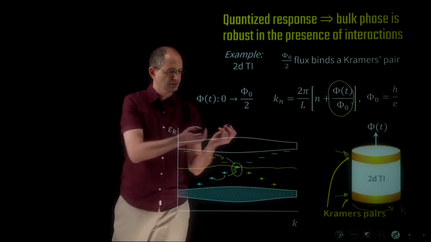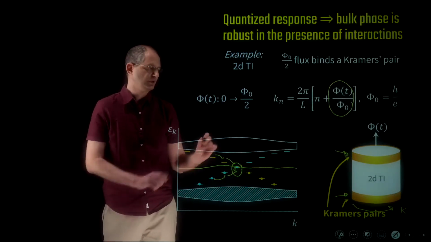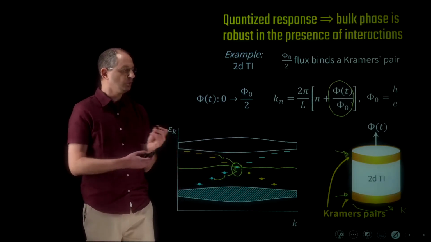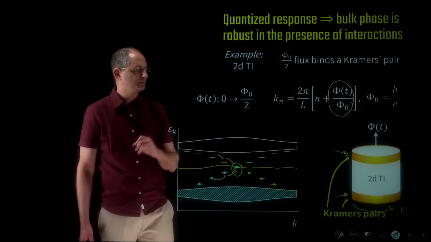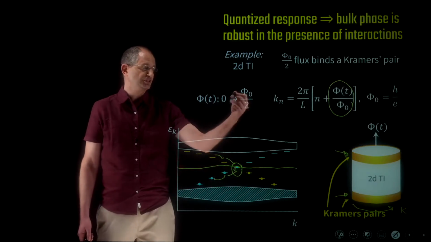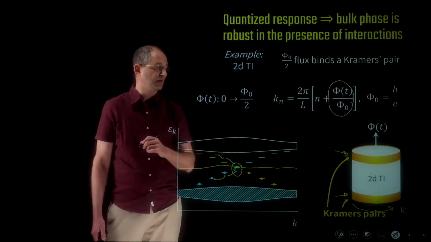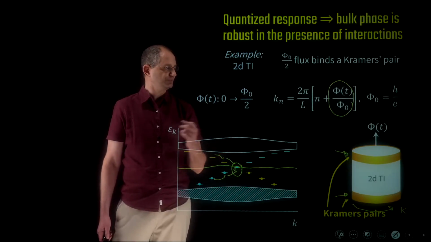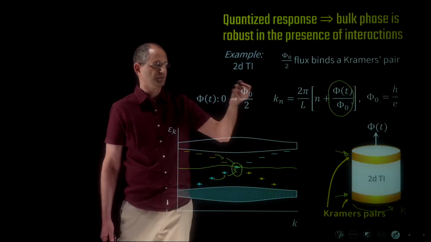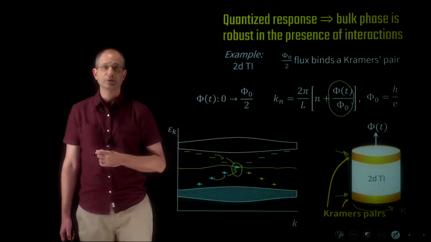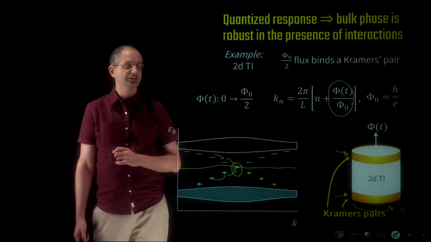Okay? Overall, the system, say, started from an even number of electrons. So overall, there's no global Kramer's degeneracy, but at the two boundaries, we've formed a Kramer's pair after this process of threading half a flux. And this can be thought of as a topological response of the system. And it's a quantized response because a Kramer's pair either appears or doesn't appear as we thread half a flux quantum. Okay, so this is a new type, a different type of quantized response.